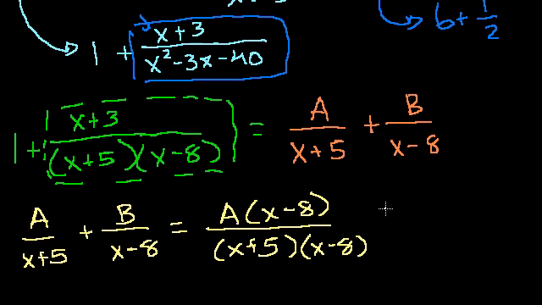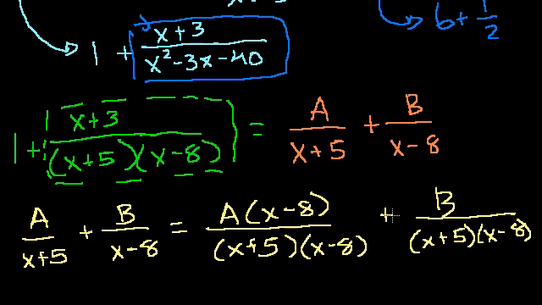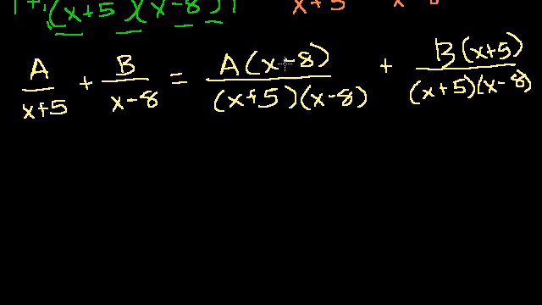And then you could add that to get the common denominator, x plus 5 times x minus 8. And it would be b times x plus 5. Important to realize that this term is the exact same thing as this term if you just cancel the x minus 8 out. And this term is the exact same thing as this term if you just cancel the x plus 5s out. But now that we have an actual common denominator, we can add them together.